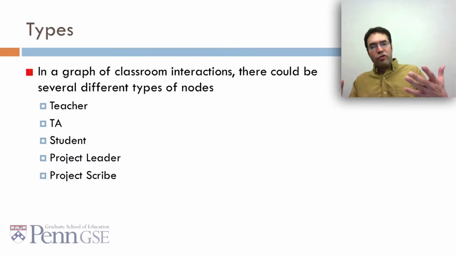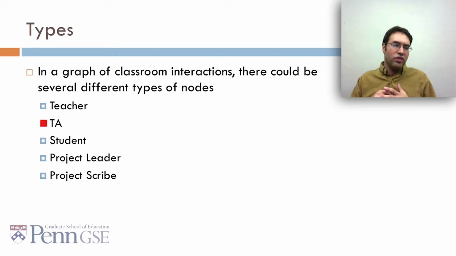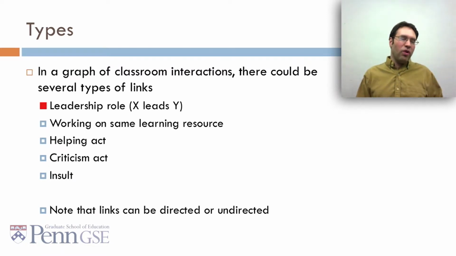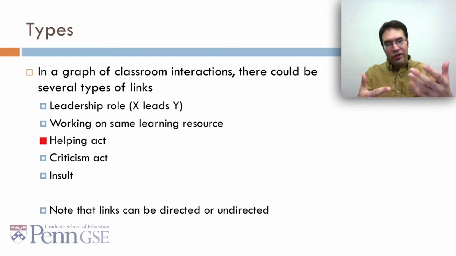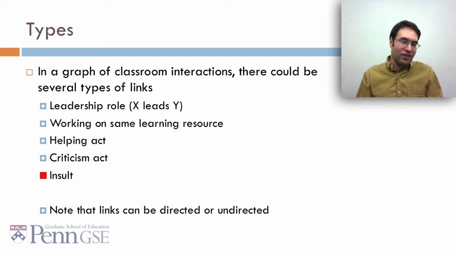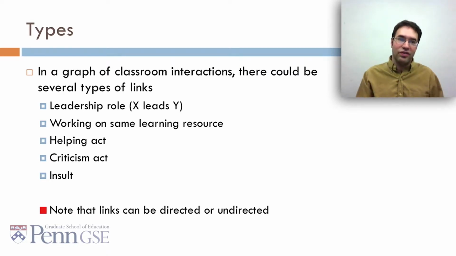Now, in a graph of classroom interactions, there could be several different types of nodes. There could be teacher nodes, teaching assistant nodes, student nodes, project leader nodes, project scribe nodes. Similarly, in a graph of classroom interactions, there could be several types of links. There could be leadership roles, maybe X leads Y. There could be working together on some learning resource. There could be a helping act. There could be a criticism act. There could even be an insult act. And you note that the links could be directed or undirected. Working on the same learning resource together seems kind of undirected, but an insult is probably inherently directed, at least at first.